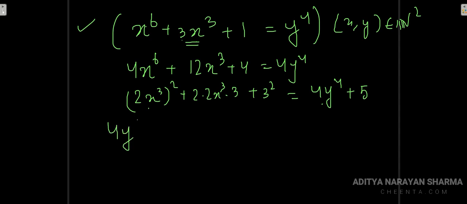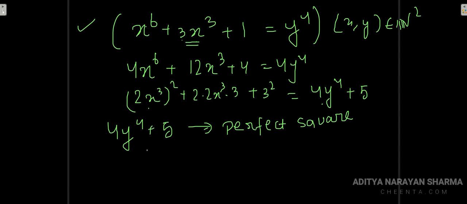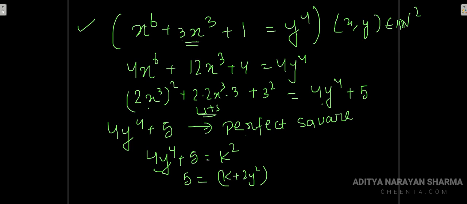So essentially our problem is that 4y to the power 4 plus 5 must be a perfect square. There are a lot of ways to treat this, so let's discuss the way which we should be familiar with by now, that is factorization. So 4y to the power 4 plus 5 equals k square for some integer k, because it has to be a perfect square, otherwise the equation has no solutions, since the LHS is a perfect square. Now if we take this to the right hand side, we get 5 equals, applying the formula, (k plus 2y square) into (k minus 2y square).